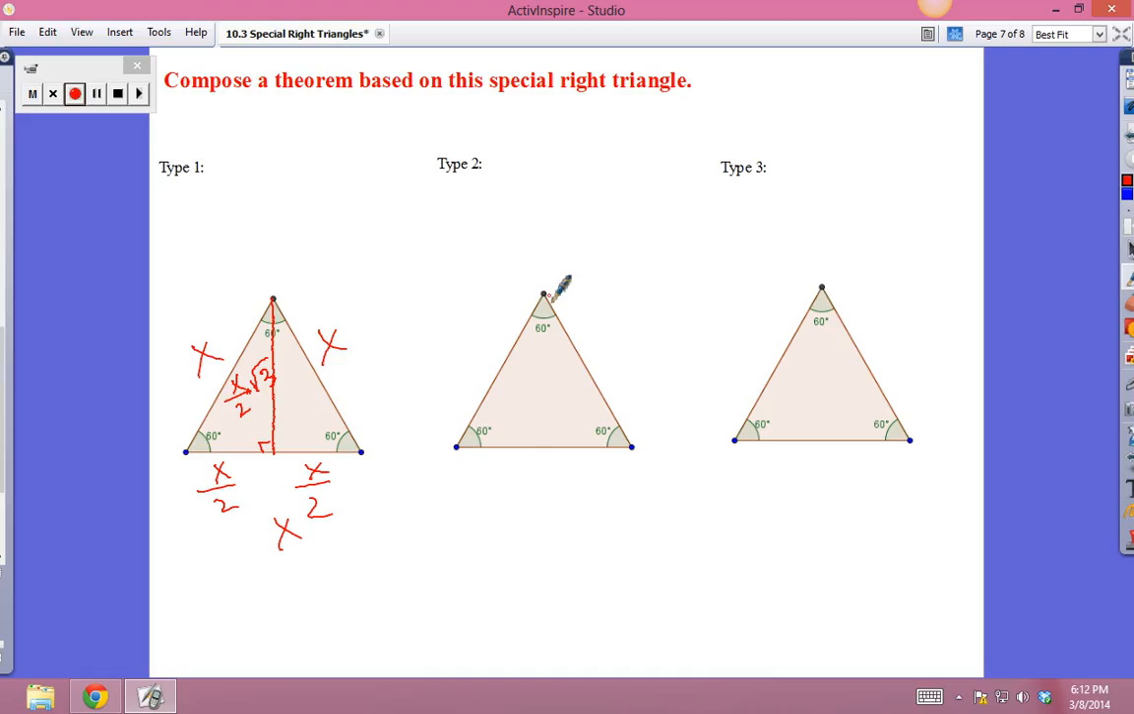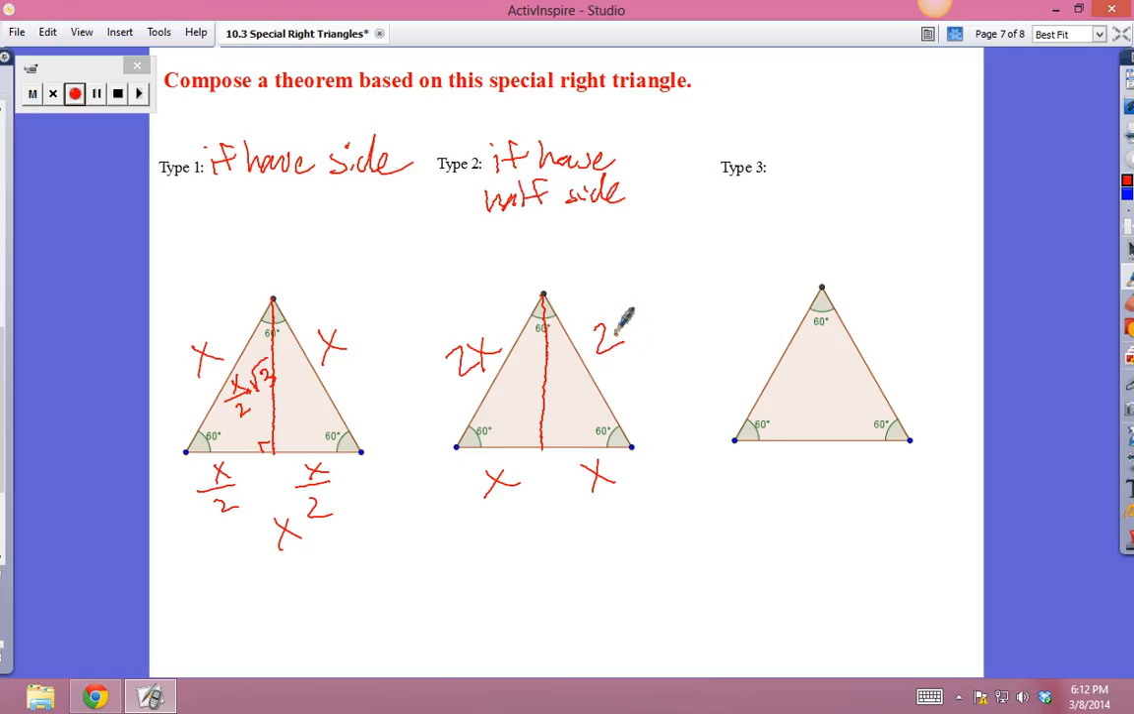Okay, type 2. So type 1 is if you have a side. Okay, type 2, if you have half the side. So if you have this right here is x. If you know this is x, you know this is also x. You know this is going to be 2x. And then you know the altitude is going to be whatever the short one is times the square root of 3.